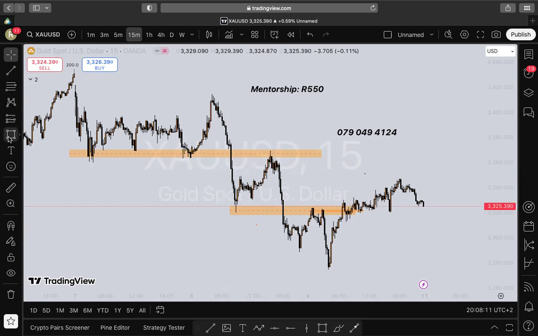Which means we can extend this. We can just adjust this. What do we call it? Now it was like a resistance. Now it's becoming a support. If we can just adjust it to the right, the last. Now it's becoming a support.